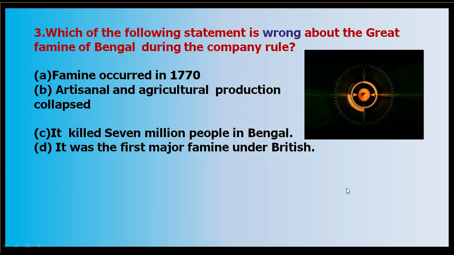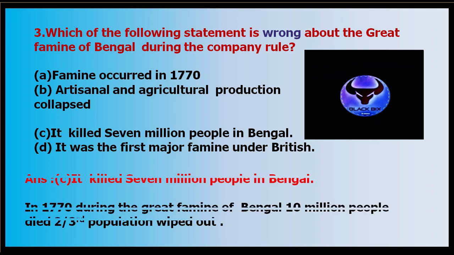I hope you got the answer. Find out which one is wrong. So the correct answer is, it killed 7 million people in Bengal. This statement is wrong. In 1770, during the Great Famine of Bengal, 10 million people died. Around 2/3 of the population was wiped out during this famine. Moving to question number 4.